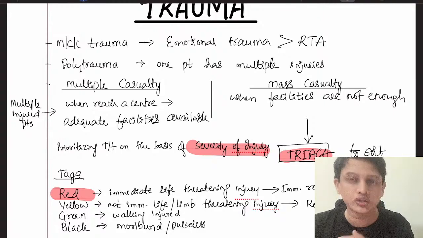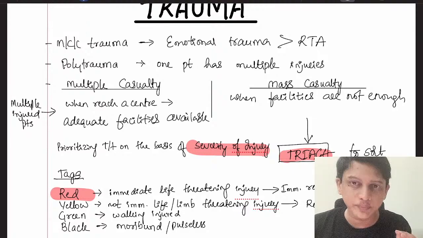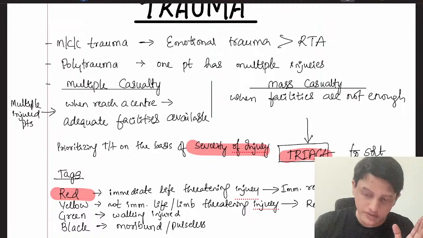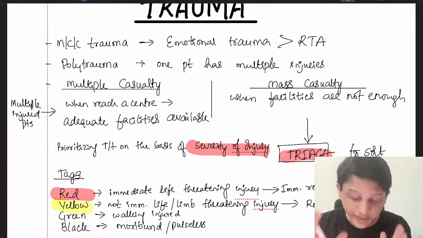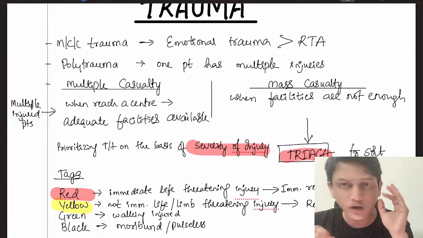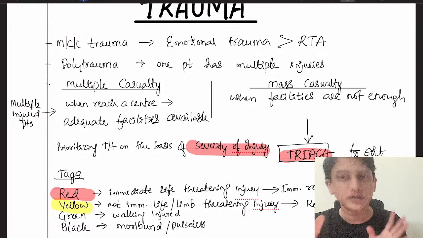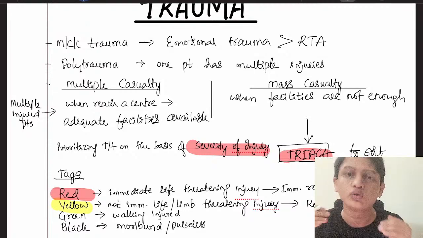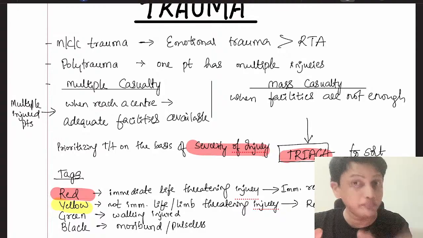I'll tell what those are, then you give it to them. Then the second line of treatment goes to the yellow tag category. What is yellow tag? Yellow tag is not an immediately life-threatening or limb-threatening injury. It is also serious, but not immediately, not within minutes or seconds. It's not going to kill anyone. You can take some time, hours, to treat that patient. Such patients also require resuscitation intervention, but not immediately.